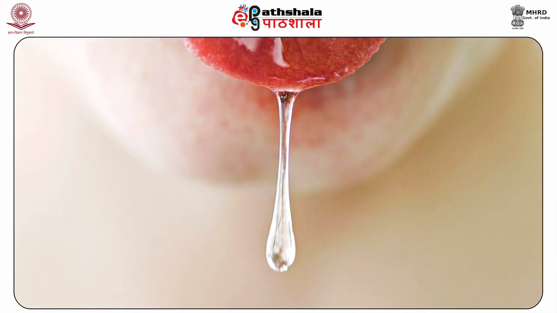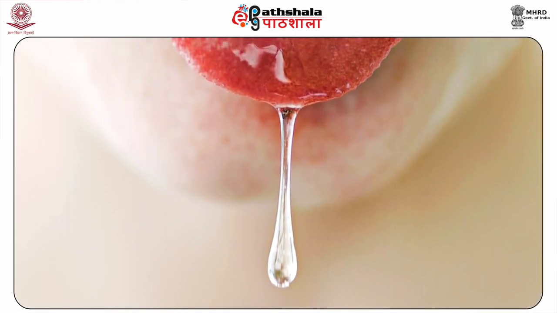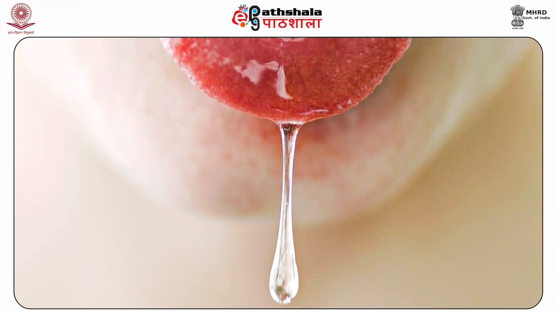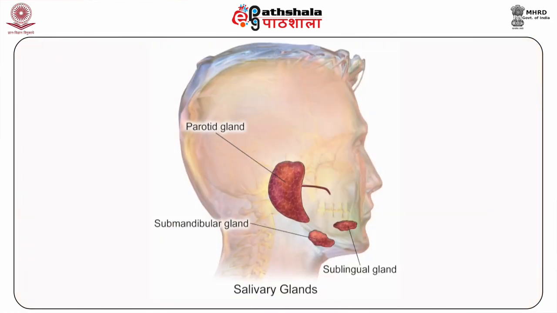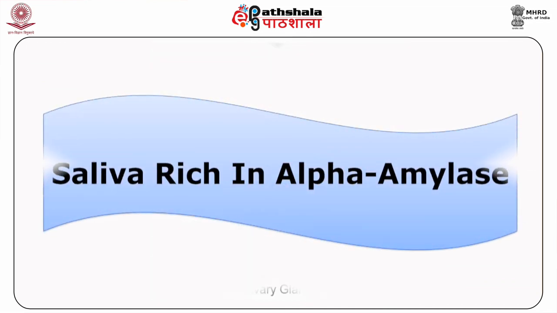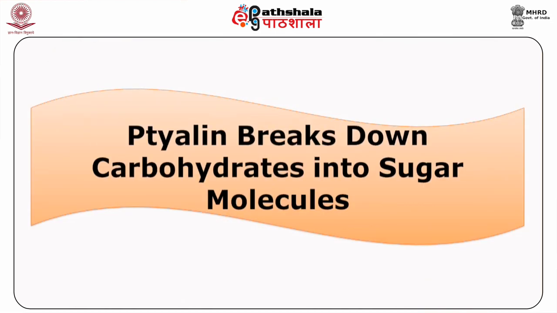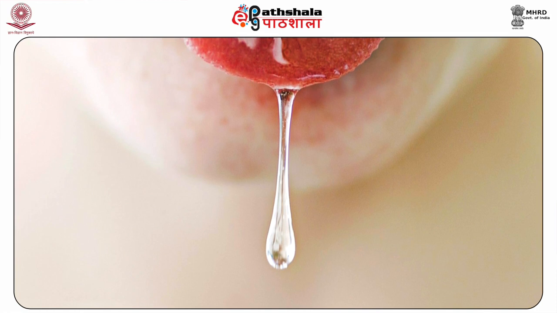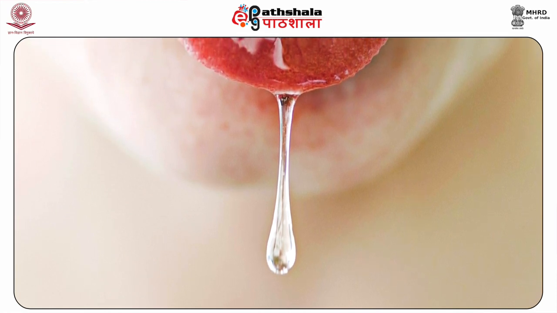Saliva is a fluid largely composed of water with small amounts of electrolytes and enzymes. It is secreted by a pair of salivary glands in the mouth. Saliva is rich in the enzyme alpha amylase, also known as salivary amylase or ptyalin. Ptyalin enzyme breaks down complex carbohydrates into smaller sugar molecules. Forensically, it is often seen in sexual assault cases.